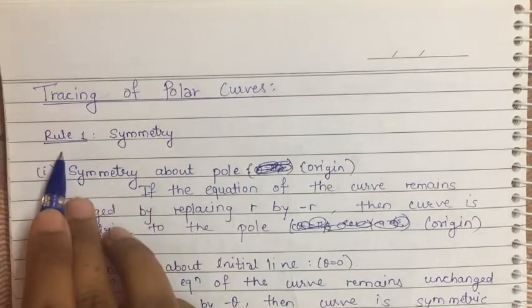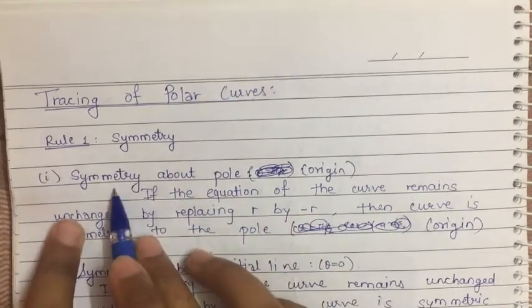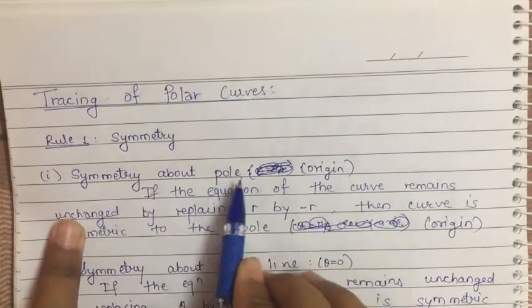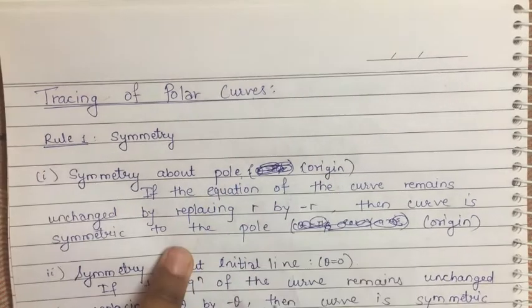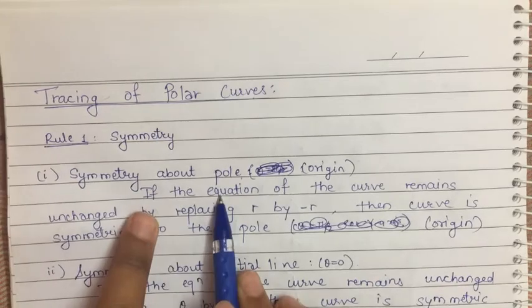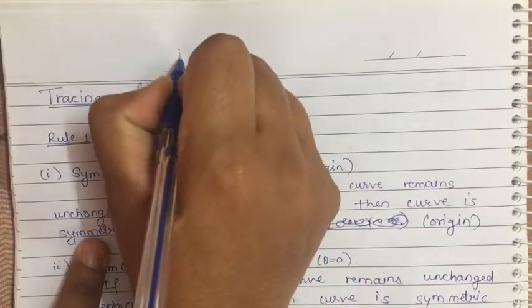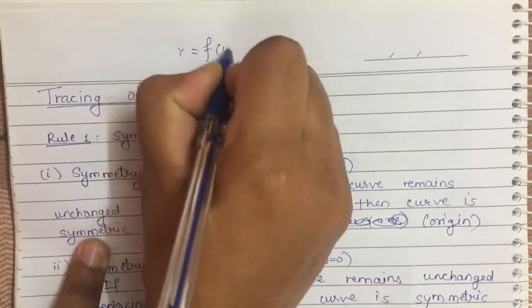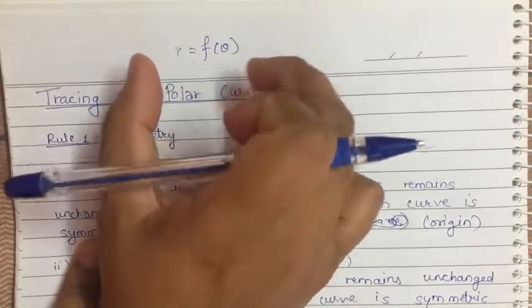So the first rule is symmetry, same as that of Cartesian. Now, symmetry about the pole. What is meant by pole? Pole means origin. What will be the polar equation? r is equal to f of theta, meaning r is equal to some function of theta. This will be the form of a polar equation.